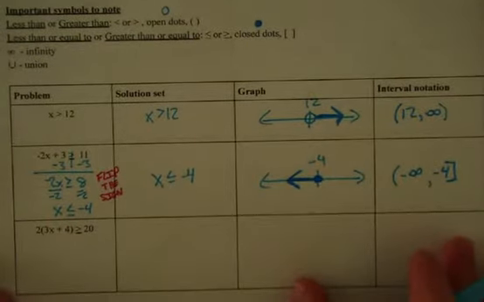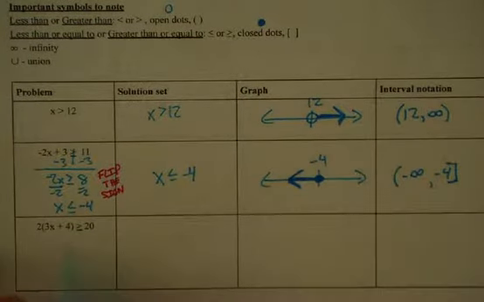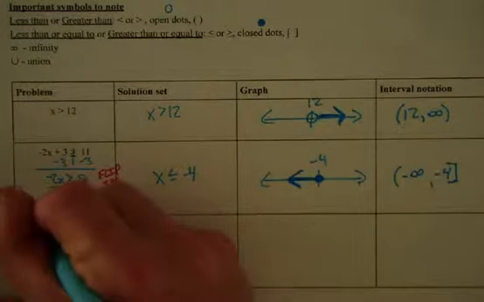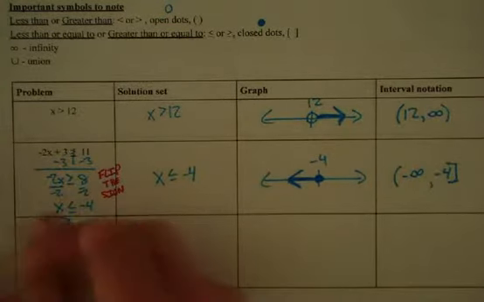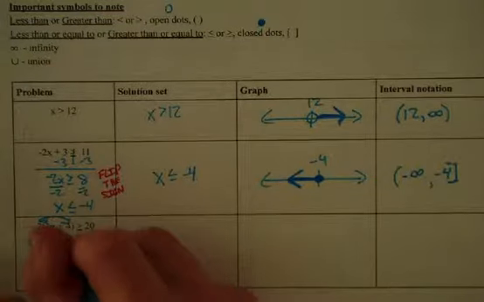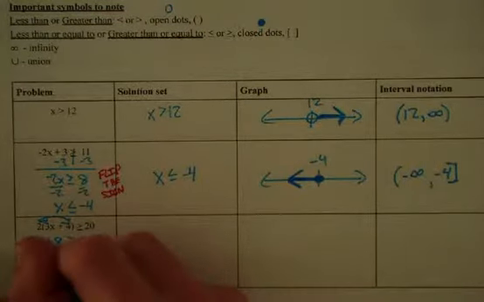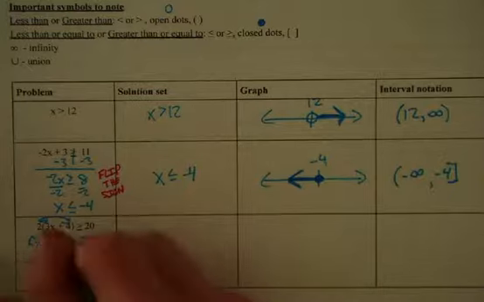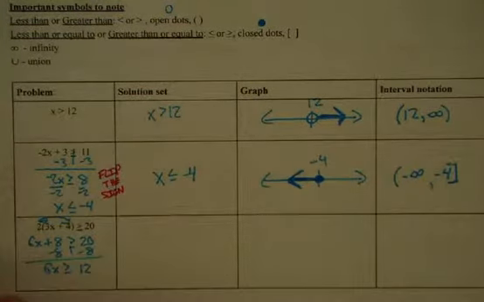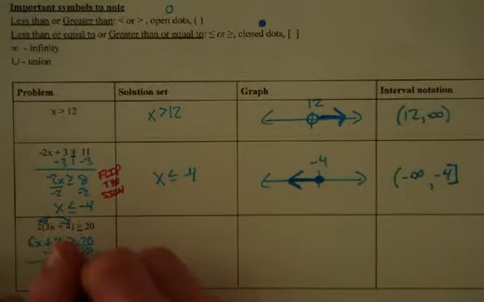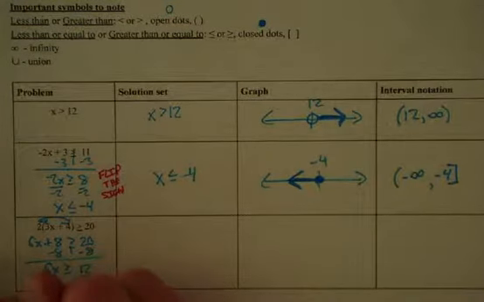Let's look at our third example. 2 times the quantity 3x plus 4 is greater than or equal to 20. This is a multi-stepper. We're going to distribute first. 2 times 3x is 6x. 2 times 4 is 8. So 6x plus 8 is greater than or equal to 20. We subtract 8 here, subtract 8 here. We get 6x greater than or equal to 12. Divide by 6. Don't have to flip any signs. x is greater than or equal to 2.